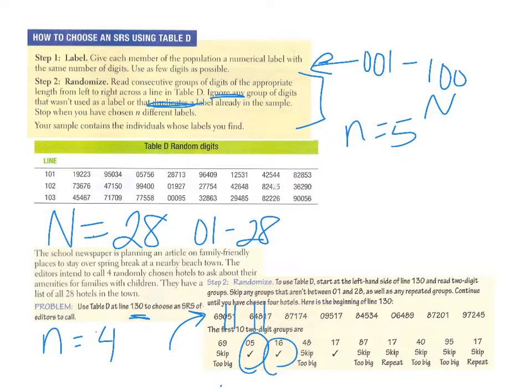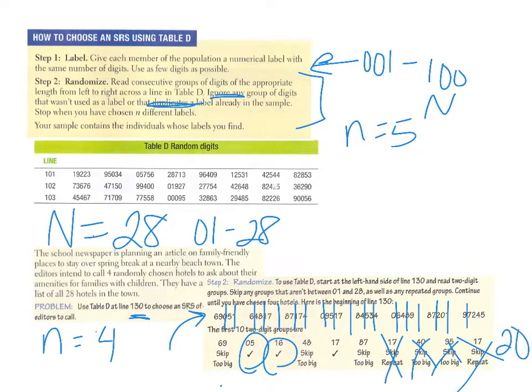48 is too big. 17 is good. 87 is too big. 17 I have to skip because it's a repeat. I can't do it again. 40 is too big. 95 is too big. I got 17 again, which is a repeat, so I can't use any of those. 84 is too big. 53 is too big. 40 is too big. 64, 89, 87, 20. Okay, so I could use 20.